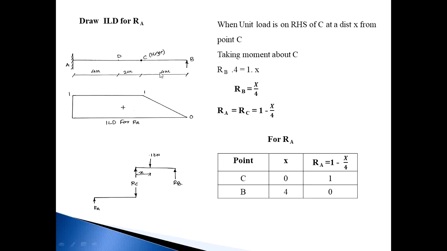This is part C to B. Now the load comes in between A to C. Whatever the total load that comes on the A to C beam or span, the total load is carried by the only support A. So when the load lies between A to C, the reaction at A will be 1. So draw: A to C is equal to 1, at point C 1, and at point B 0. This is the ILD for RA.